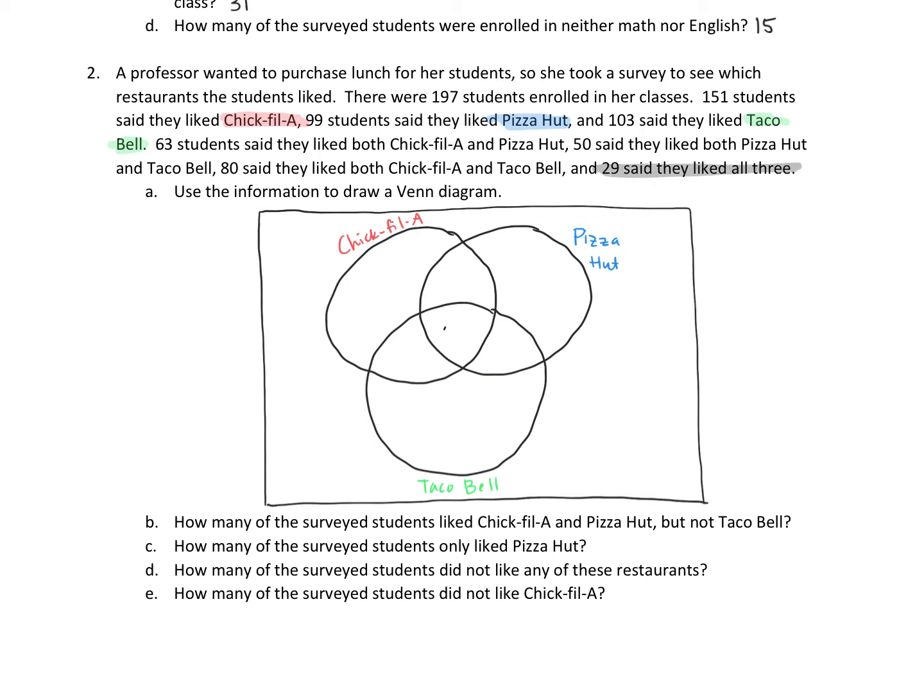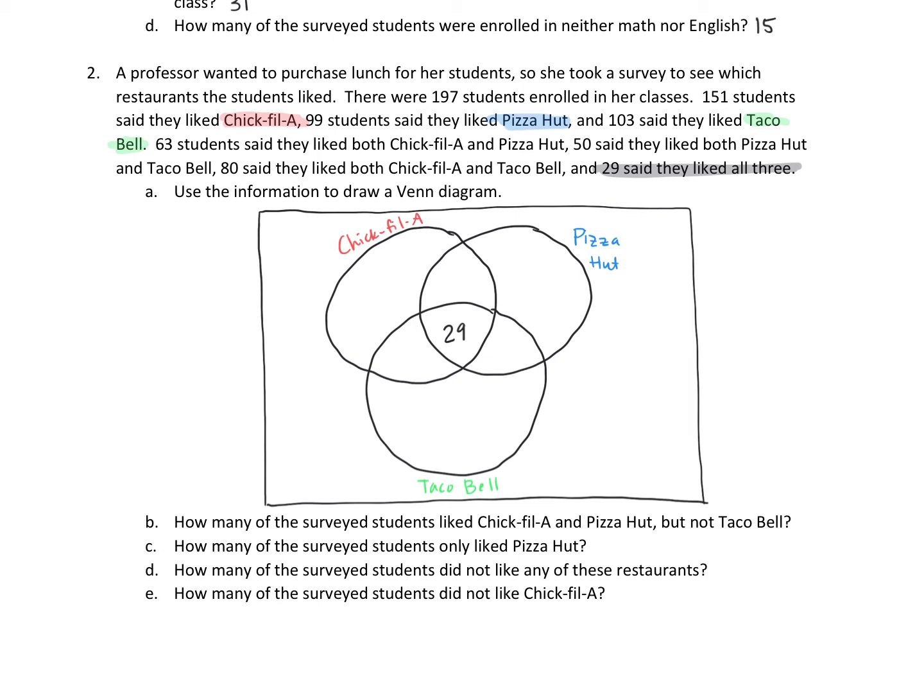So that's going to be the number that goes right here in the middle, because that is the section that is within each of the three circles. Then after that, you want to find any overlap of two items.